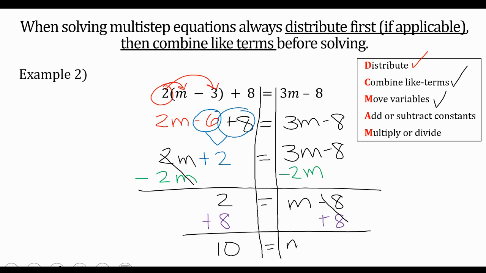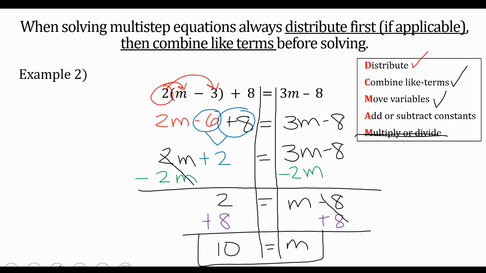10 equals m. Now, in this case, there's that invisible 1 in front, but there's no other number in front. So technically, we don't have to do anything. This was our last step. We don't need to divide anything because m is by itself. It's isolated. It's positive. So this step does not apply in this case.